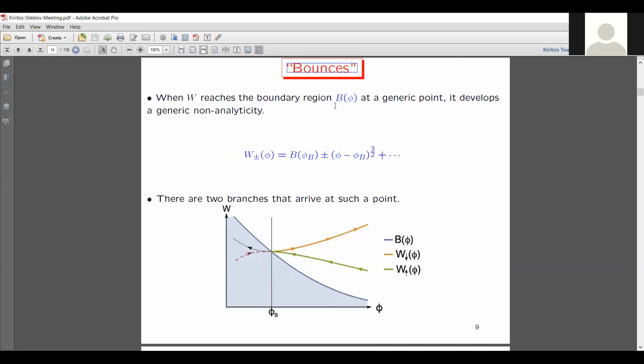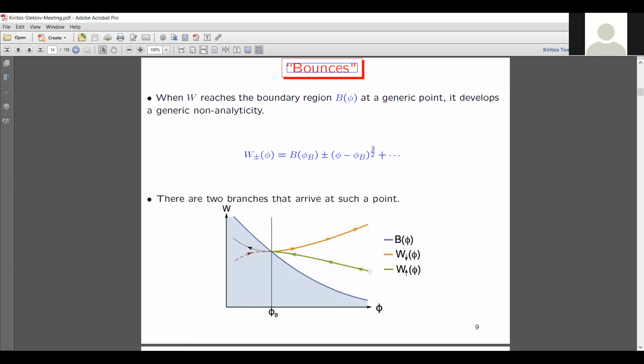The first thing that can happen is what we call bounces, for lack of a better name. Now, what happens is that sometimes W can reach the boundary region. This is a point where W prime vanishes at a generic point, not at the critical value of the potential. In that case, you can show that it develops a non-analyticity. If phi b is this point, then it goes as phi minus phi b to the 3/2, so its second derivative basically blows up there.